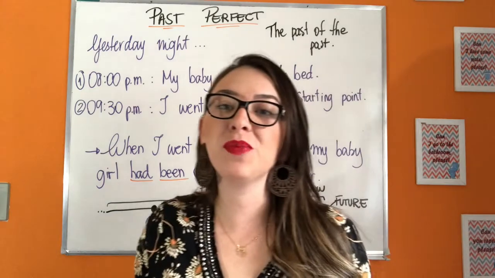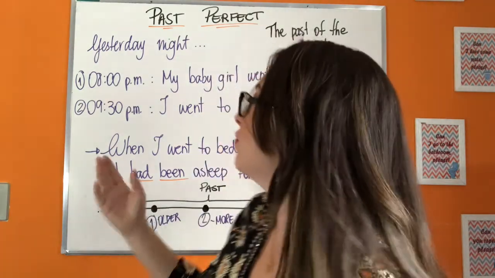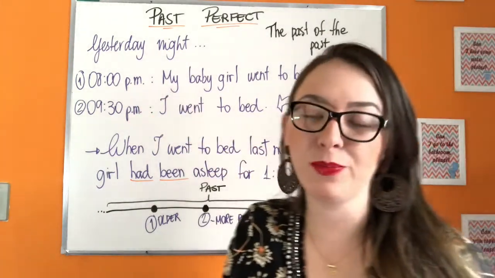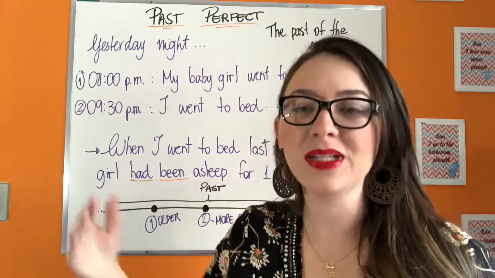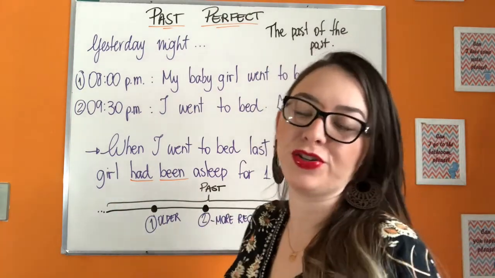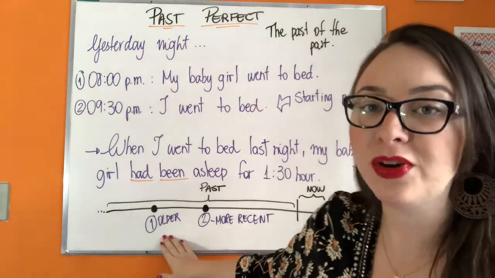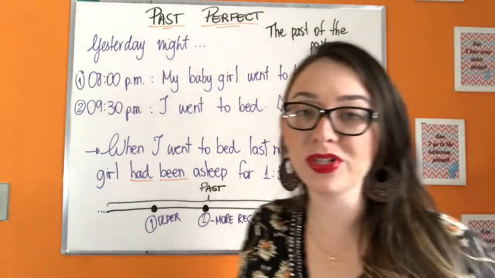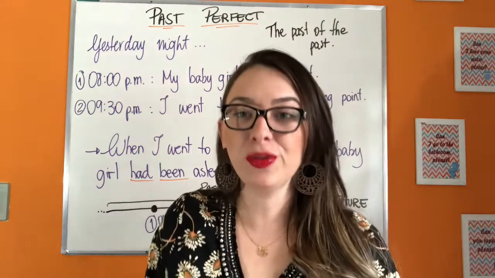Because if I mention the events in chronological order, for example, yesterday my baby girl went to bed at 8 p.m. Then I went to bed at 9:30. Past, because it's a sequence of actions. So I use simple past for everything. The past perfect was used here because I started by the most recent action. And this is how we should use the past perfect.